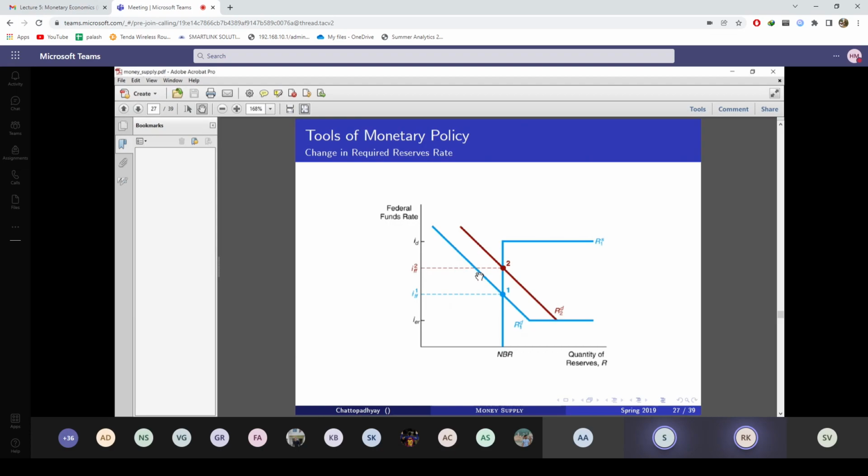पर रिजर्व्स डिमांड, रिजर्व सप्लाई, ये एनालिसिस आउटपुट के ऊपर इम्पैक्ट क्या होगा, इन्वेस्टमेंट के ऊपर इम्पैक्ट क्या होगा, कंजम्पशन के ऊपर इम्पैक्ट क्या होगा, ये एनालिसिस तुम रिजर्व्स डिमांड, रिजर्व सप्लाई से नहीं कर पाओगे. तुम्हें ISLM में जाना ही पड़ेगा.